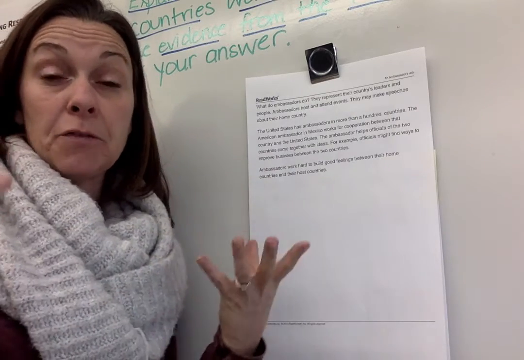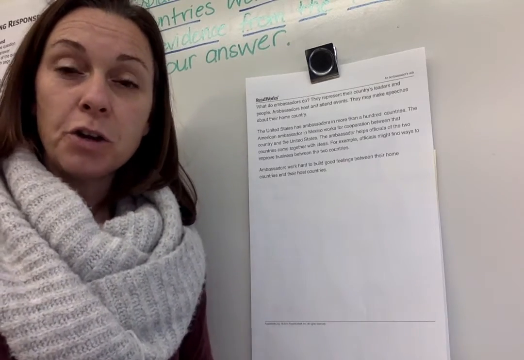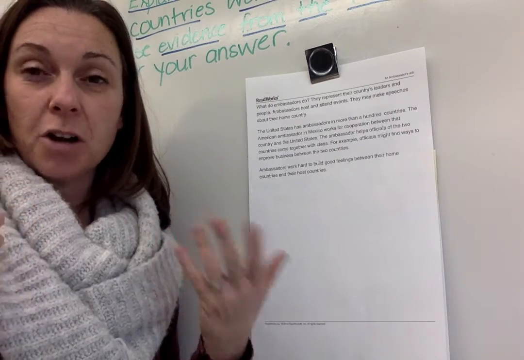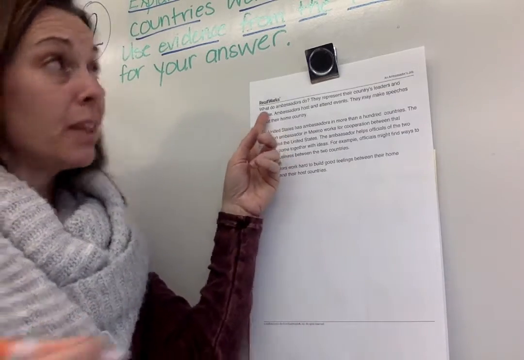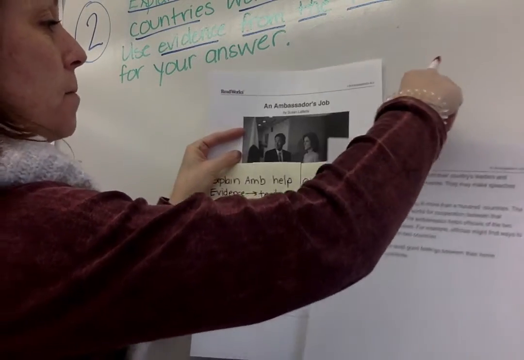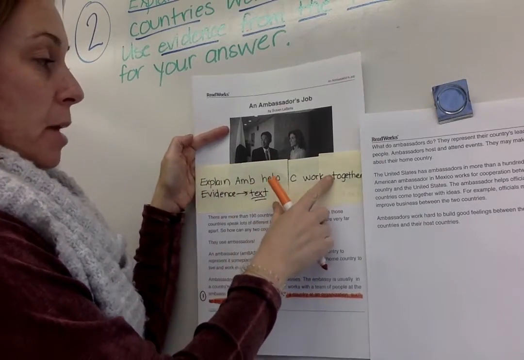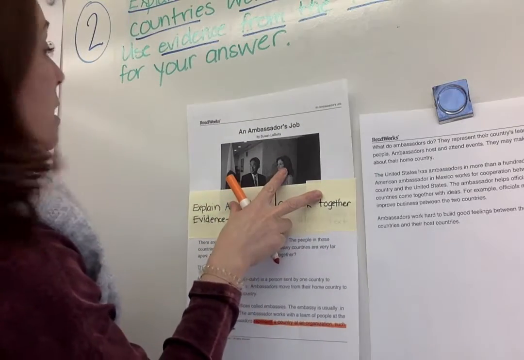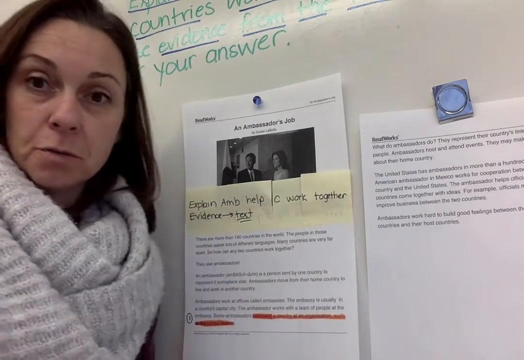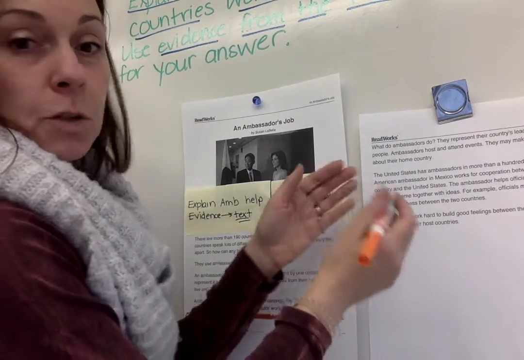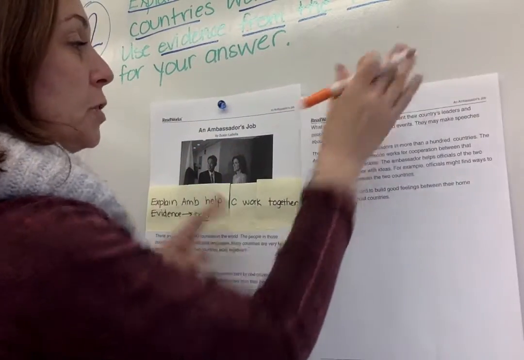So I'm picturing somebody from the United States going to a different country and making a speech about us. So they're kind of teaching other people about us. They're teaching people about their country. I think that goes back to the gist. And remember, the gist was to explain how ambassadors help countries work together. Well, they help them work together by teaching them about their country and attending these events and becoming friendly with them. So I'm going to highlight that. I think that answers my questions.